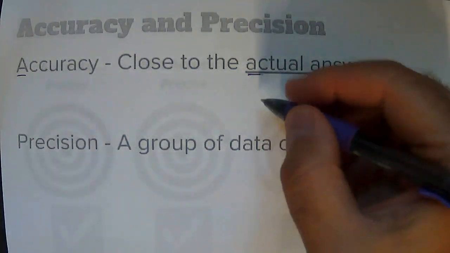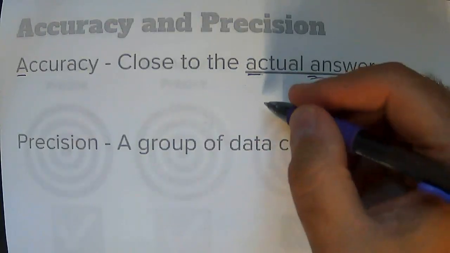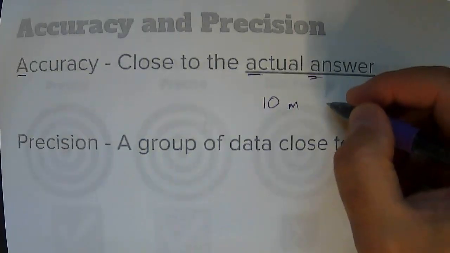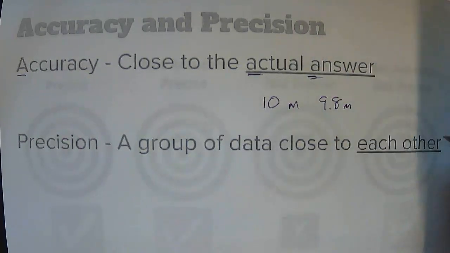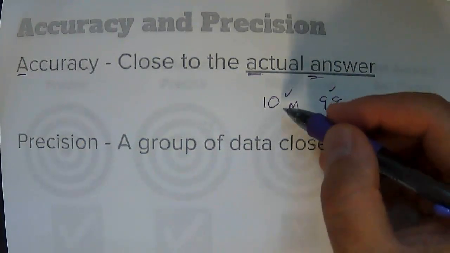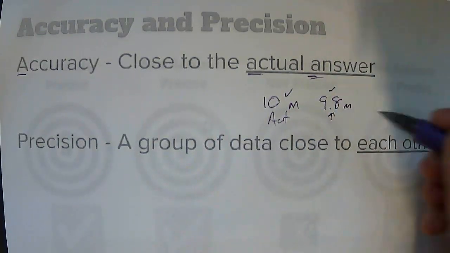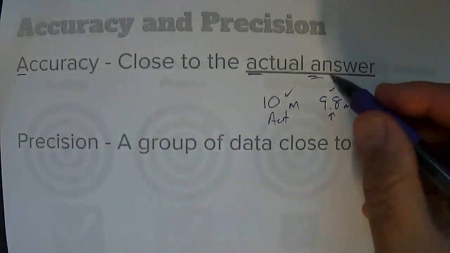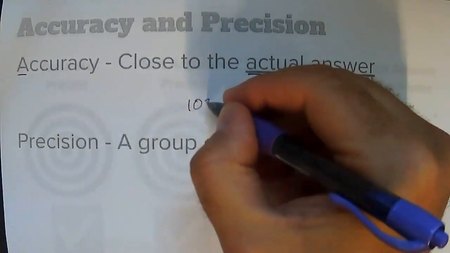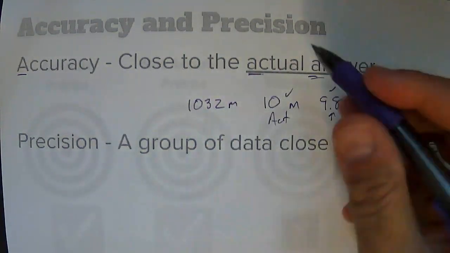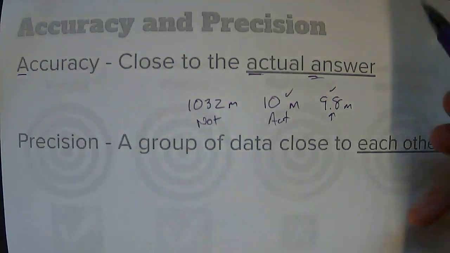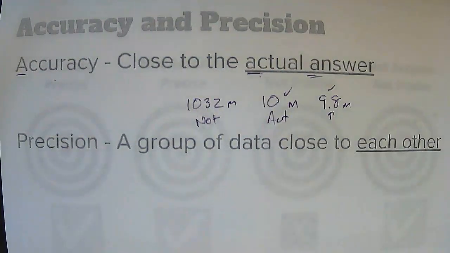If I am looking for the length of the room and it's supposed to be 10 meters and I get 9.8 meters, that's pretty close, okay? This is the actual and this is the measured, okay? If I have that same room and I get 1,032 meters, that's way off. This is not accurate, okay? So accuracy is how close you are to the actual answer.